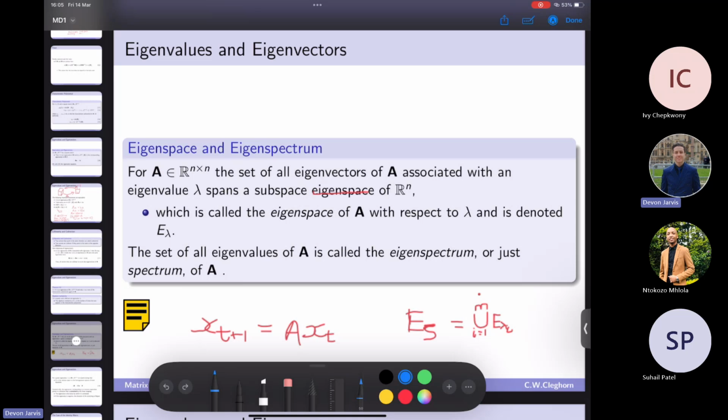Okay, and as a result, we can define an eigenspace or an eigenspectrum. So for A, which is an n by n matrix, the set of all eigenvectors of A associated with an eigenvalue lambda spans a subspace of R^n. All right, and that is then called an eigenspace, the eigenspace of A with respect to lambda, and you denote it as E_lambda. So again, everything that sits in this eigenspace of lambda, if it's a square, it will stay square. You will maintain proportionality of those dimensions. Okay. The set of all eigenvalues of A is then called the eigenspectrum, or just the spectrum of A. Okay. This has some cool properties in machine learning.